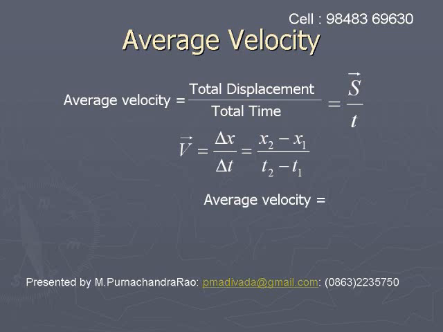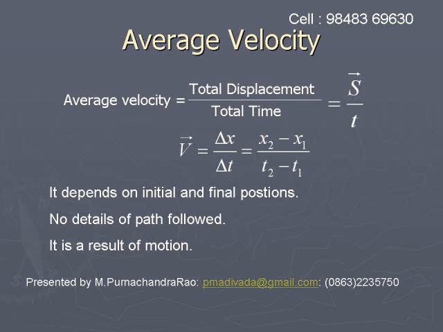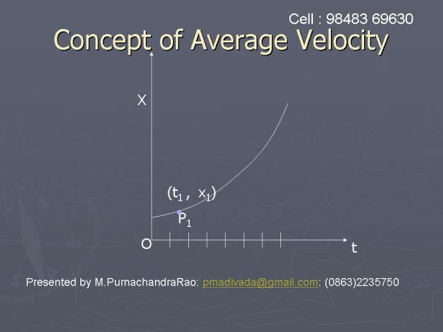This average velocity depends on only the initial and final positions. No details of the path followed will be obtained from this average velocity. It is a result of the motion. I will show this in the next slide, to have a concept of delta x and delta t.